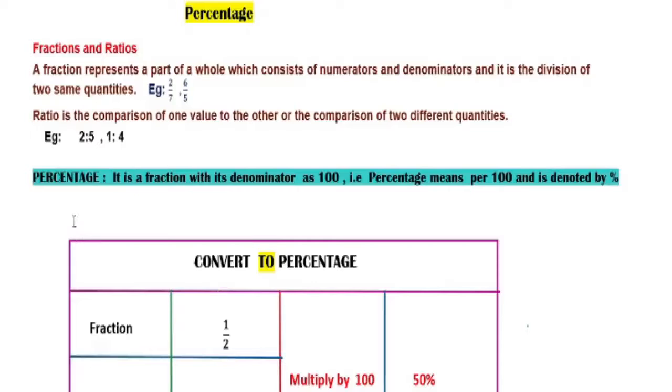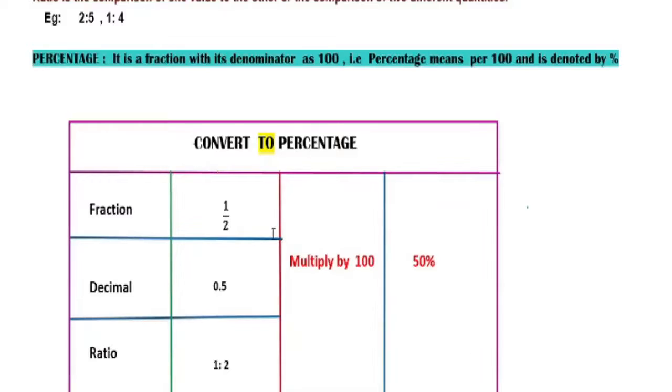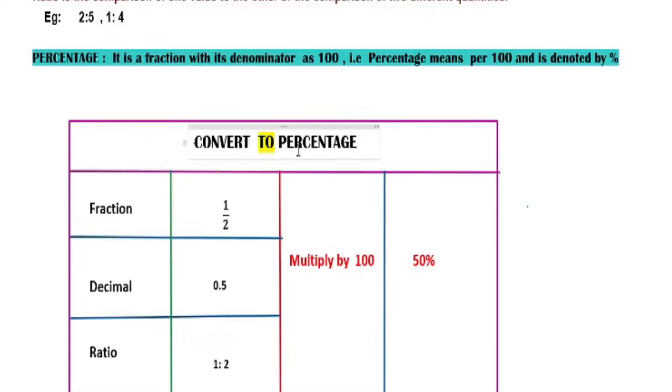Now again we will come to the topic percentage. As I told you, it is a fraction with its denominator as 100. That means percentage means per 100, and it is denoted by this symbol %. We can convert every fraction or decimal or ratio into the corresponding percentage. So in this table I will show you how to convert fraction into percentage, or decimal into percentage, or ratio into percentage. So here, convert to percentage.